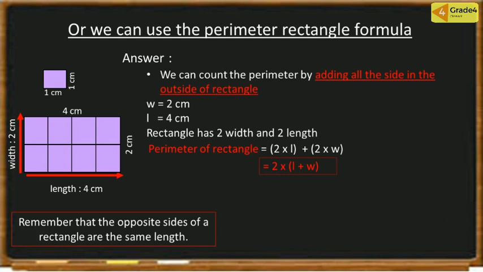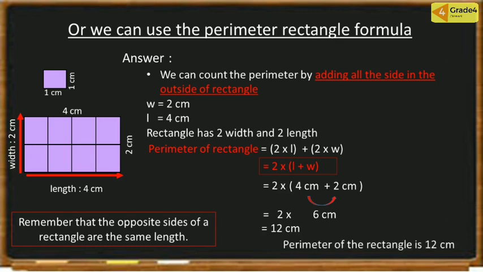So we can write down 2 times, the length is 4 and the width is 2, so we can write 2 times 4 centimeters plus 2 centimeters. 4 for length and 2 for width. So we can calculate 2 times 6 centimeters. We can count in the bracket at the first. So we can get the answer 12 centimeters. So perimeter of rectangle is 12 centimeters.